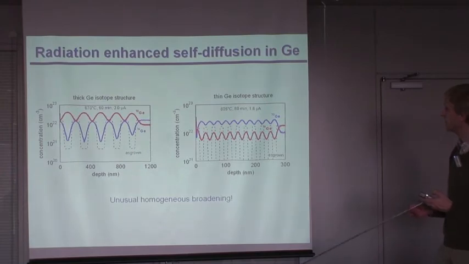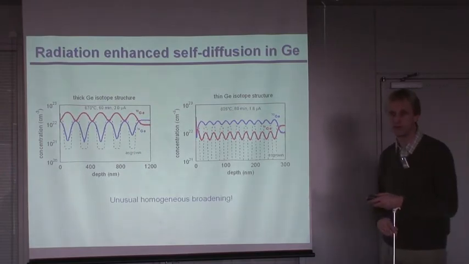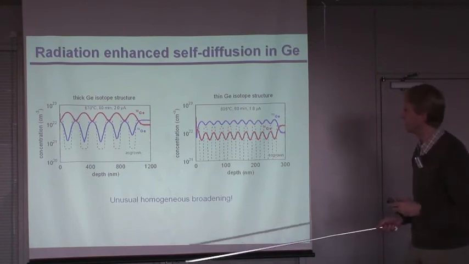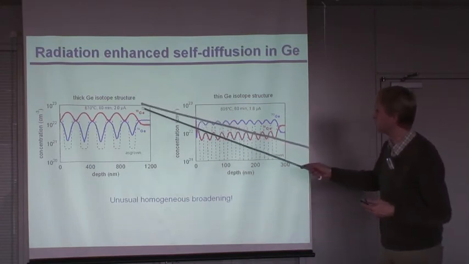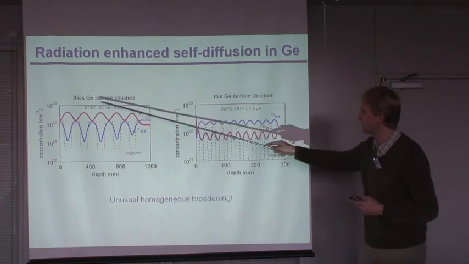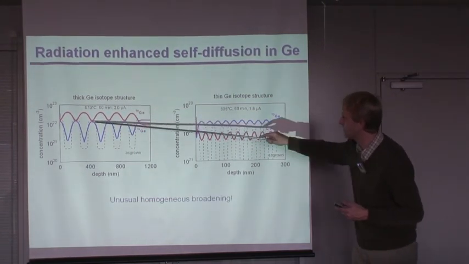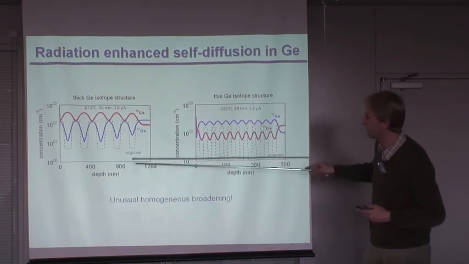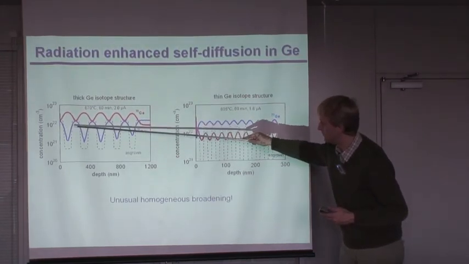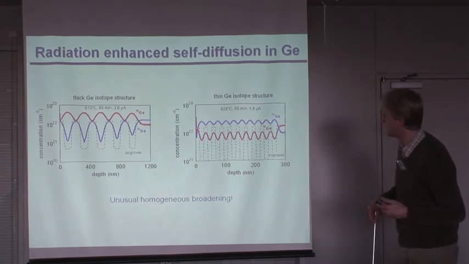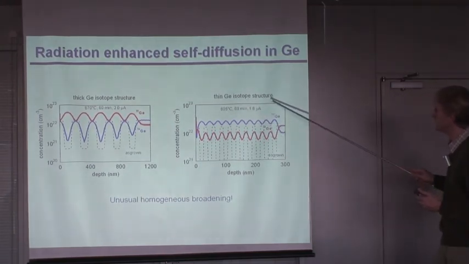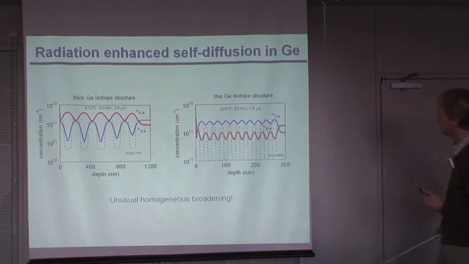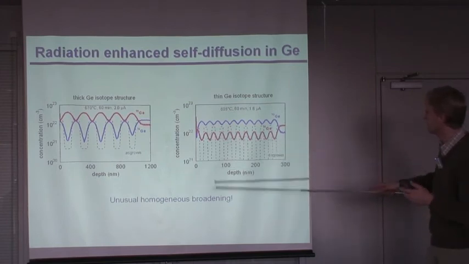Yeah, and now you can ask yourself how the self-diffusion in germanium is affected by irradiation. For that we use different isotope structures, a so-called thick isotope structure. This means that the total thickness here is in the range of 1.2 microns, so each layer is 200 or so nanometers in thickness. And we have also a thin germanium isotope structure, where the whole structure is just 300 nanometers in thickness, each layer about 15 nanometers.